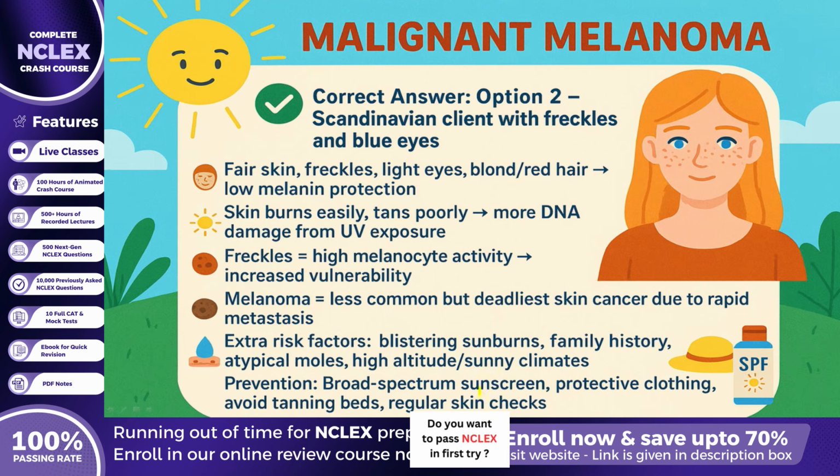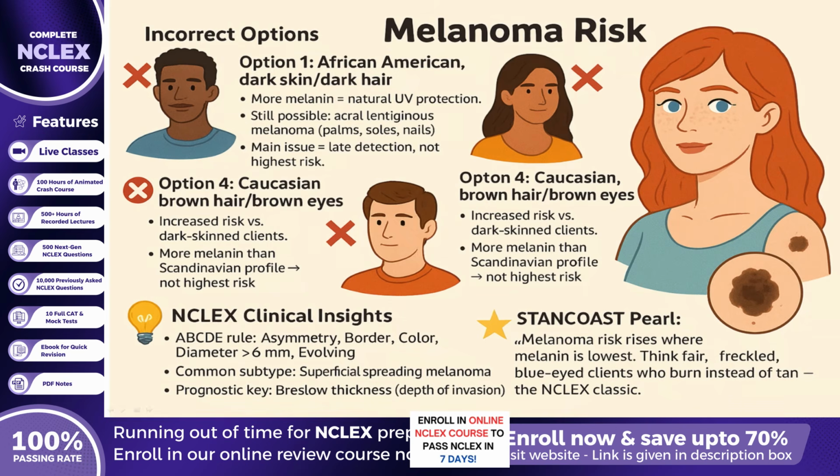Moving on to the incorrect options, let us start with option 1, the African American client with dark skin and dark hair. This group has a lower overall risk because darker skin contains more melanin, which provides natural protection. However, melanoma can still occur and is often found in less sun-exposed areas, such as the soles of the feet or nail beds, presenting as acral lentiginous melanoma. The key issue is late detection, not the highest risk profile.